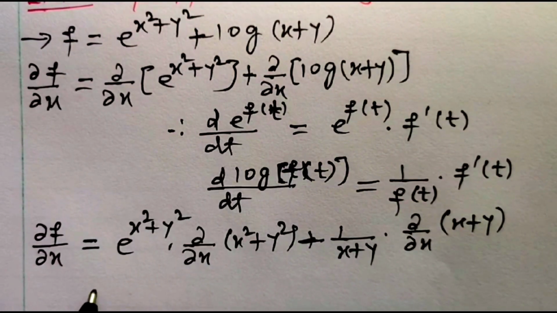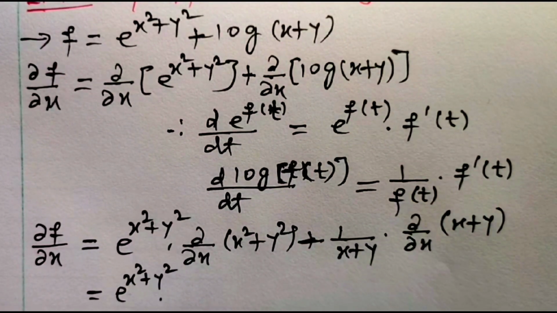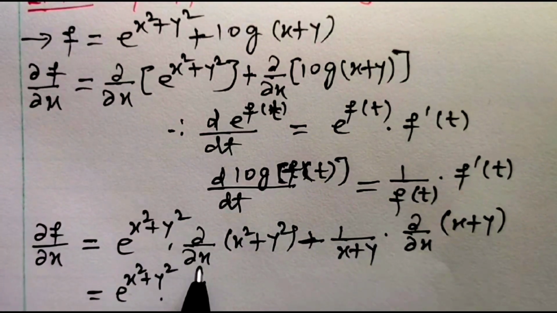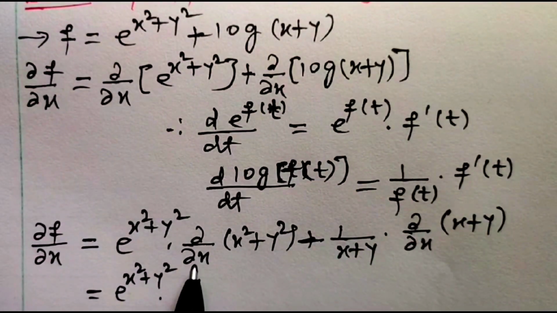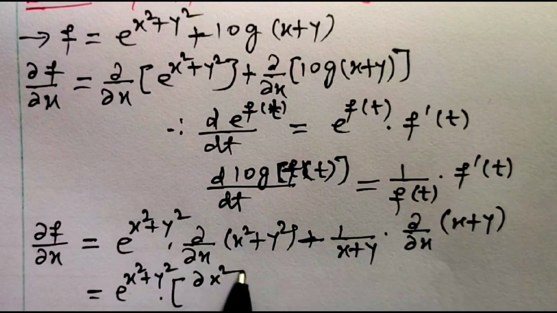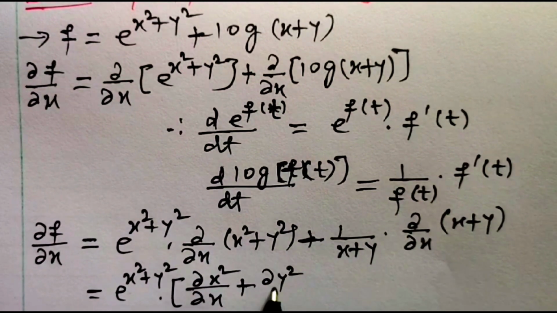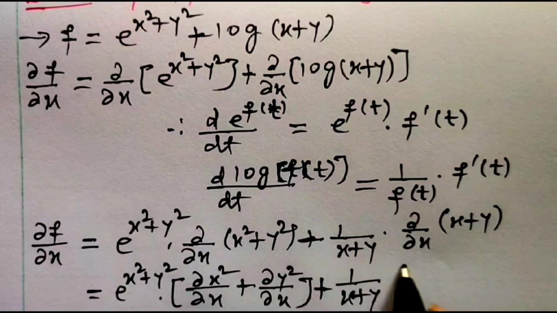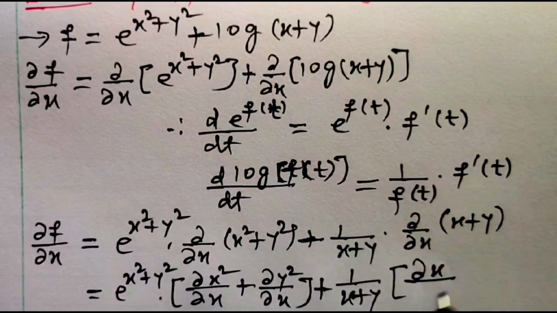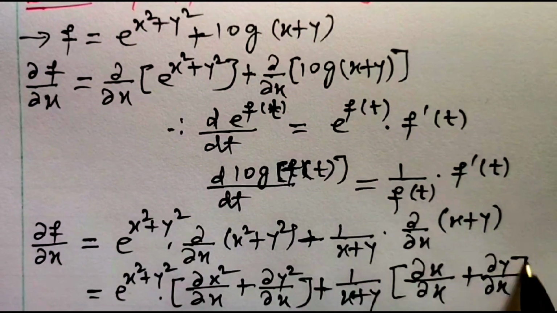Now this is equal to e to the power x square plus y square into, you can separately partially differentiate each term from this bracket. Partial derivative with respect to x considering y as constant. So partial derivative of x square with respect to x plus partial derivative of y square with respect to x, plus 1 upon x plus y into bracket partial derivative of x with respect to x plus partial derivative of y with respect to x.